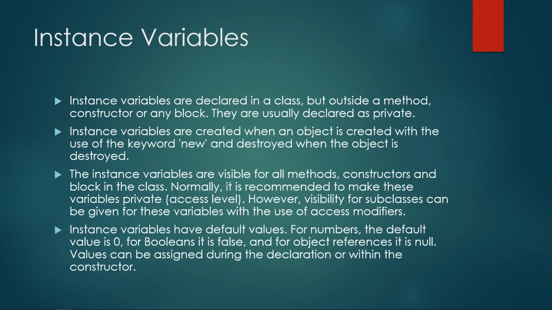Instance variables have default values. For numbers, the default value is 0. For booleans, it is false, and for object references, it is null. Values can be assigned during the declaration or within the constructor. So let me go through this last point a little bit more in detail.